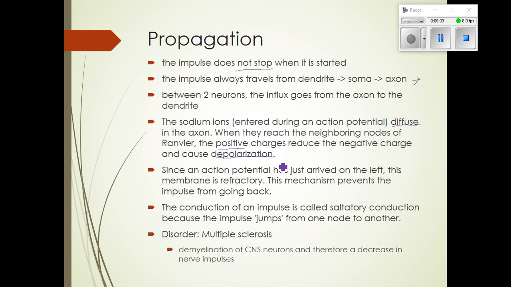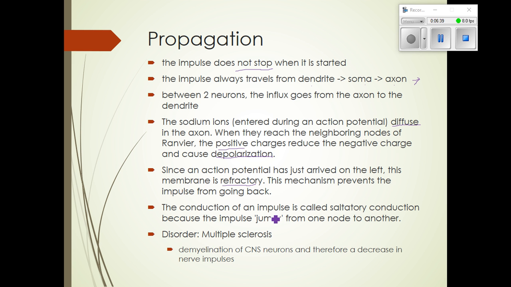That can be enough to open the sodium channels and let another action potential happen. Now, I'm always thinking about things going from left to right because that's how we would read. And on the picture I'm going to show you in just a second, that's what's happening. But if we're imagining an action potential going from the left to the right on a picture, where the action potential just happened, the membrane is refractory. That means even though it might be depolarized a little bit, it's not enough to start another action potential, and it prevents the impulse from going backwards.